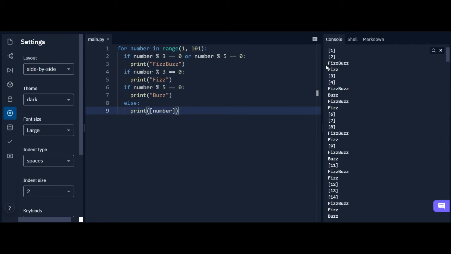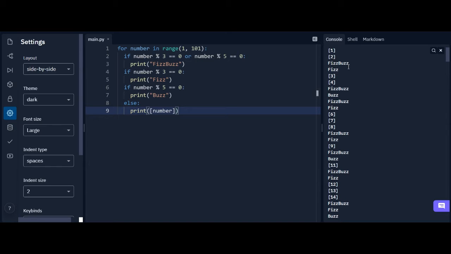See, 3 is divisible by 3 but not divisible by 5, right? So why is it coming as fizzbuzz, right? That is the error, right? So 3 is not divisible by 5, right? When both are divisible, by 5 and 3, then it should come, but 3 is not divisible by both of them, right?